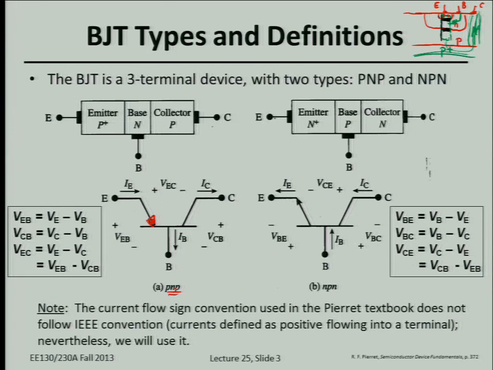So the notation is I sub B, the current flowing into or out of the base, depending on if it's NPN or PNP. I sub E is the current flowing in or out of the emitter, and I sub C is the current flowing into or out of the collector. And then for the voltage subscripts, V sub CB is just the voltage difference between the collector and the base, and so on. Hopefully by now you're very comfortable with these conventions for the voltages, right? The voltages are always defined to be the potential difference between two terminals.